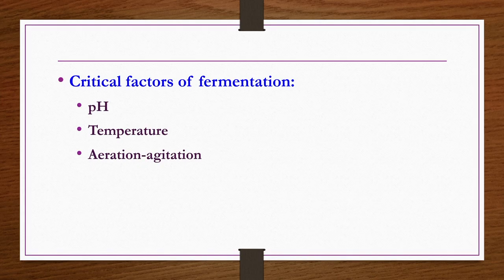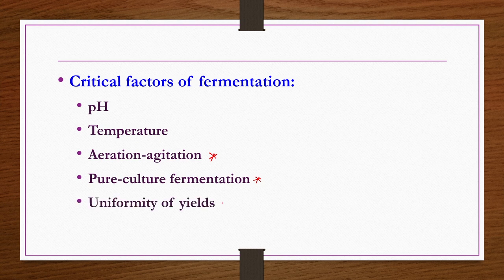Aeration, agitation: how much is required, at what speed aeration should be done, at what RPM agitation is required, all these things are very crucial. We are going to see in major engineering problems how important it is. Pure culture fermentation is required, there should not be any contamination. This is also one of the major engineering problems for most fermentation processes, as we are going to discuss very soon. Uniformity of yields: if the yield is changing day by day or every fortnight, then it is very difficult to maintain the product quality. So that's also a critical factor of the fermentation industry.